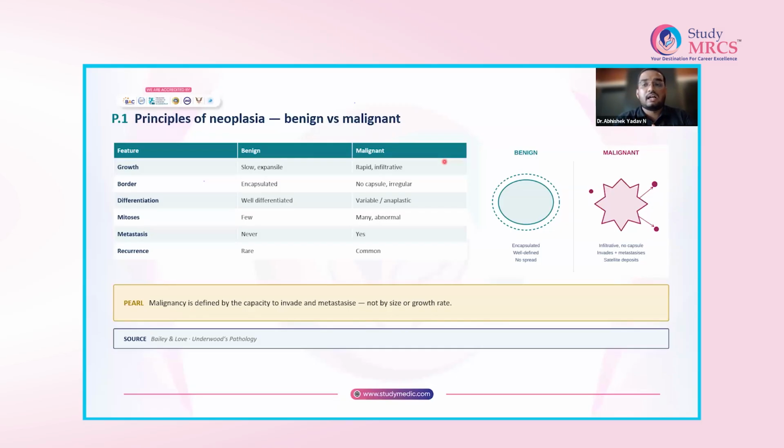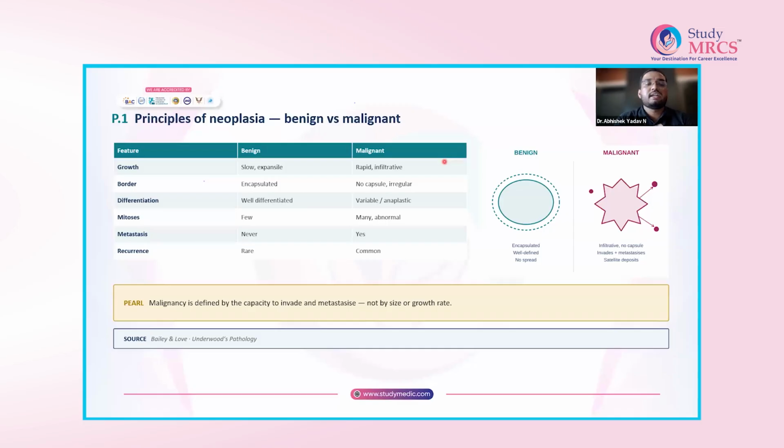If, on the other hand, the pathology report says there is rapid growth of a tumor which is infiltrative in nature, on clinical examination it is found to be very irregular, and there is no definitive capsule. On histopathological examination, there are cellular atypia features, increased mitotic figures, and anaplastic features. And there is a history of recurrence as well as metastasis. Then you have to decide that you are going to discuss malignant tumors.